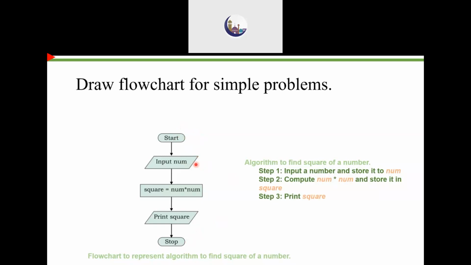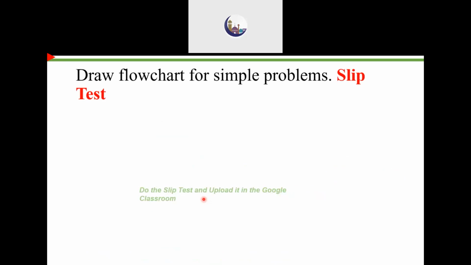And whenever certain computations are to be done, those computations will be represented using a normal rectangle. And if any decision is to be made, those decisions will be depicted using a diamond, which we can call the decision notation.